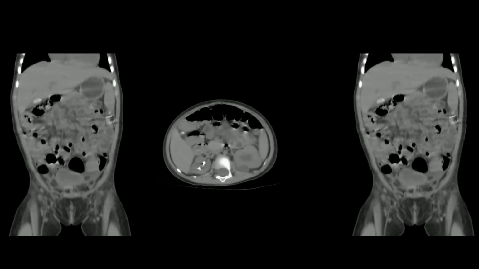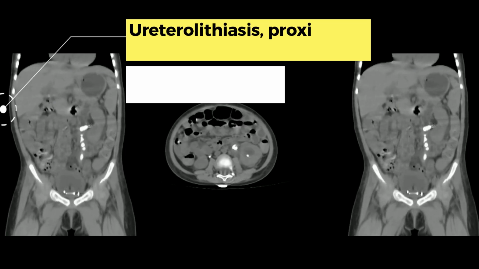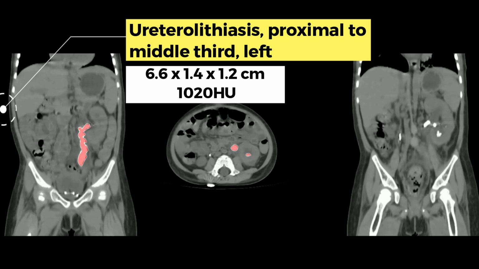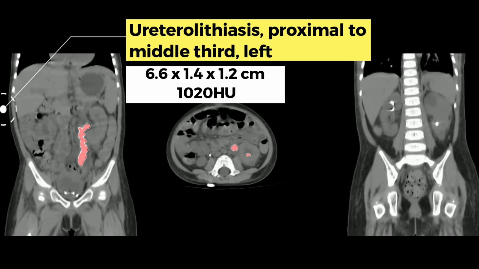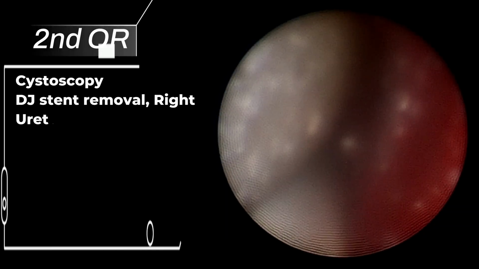A subsequent CT scan revealed ureterolithiasis on the left, measuring 6.6 by 1.4 by 1.2 centimeters, likely due to dislodged stones from the left kidney. A DJ stent on the right and a nephrostomy tube on the left were seen. The patient underwent a second operation.